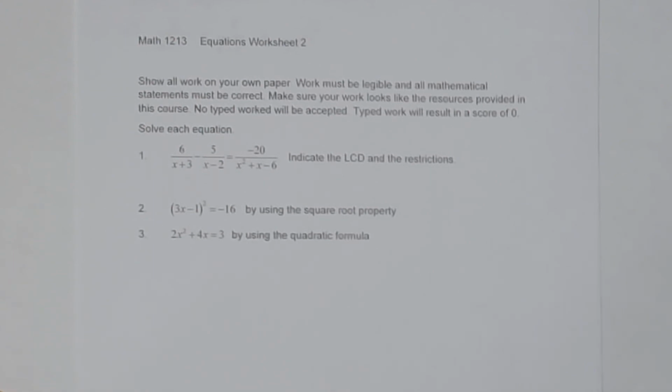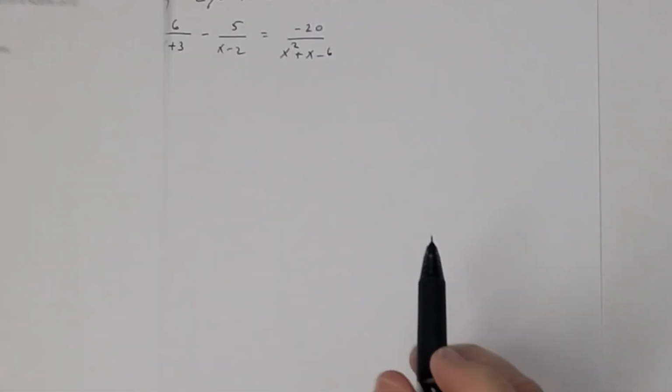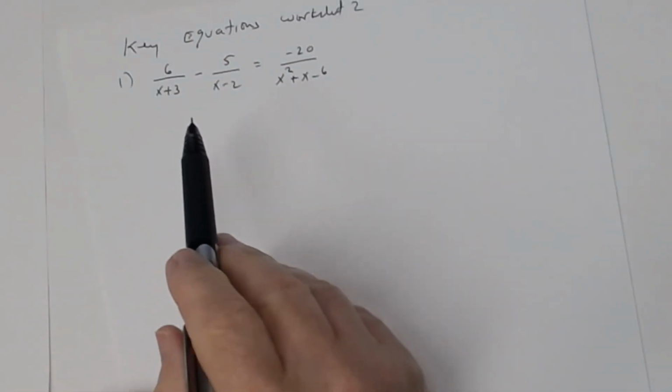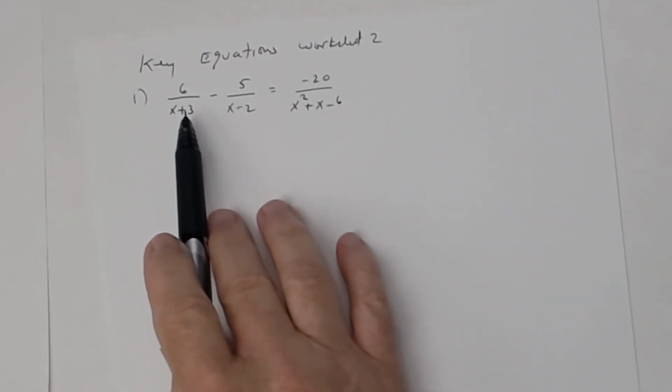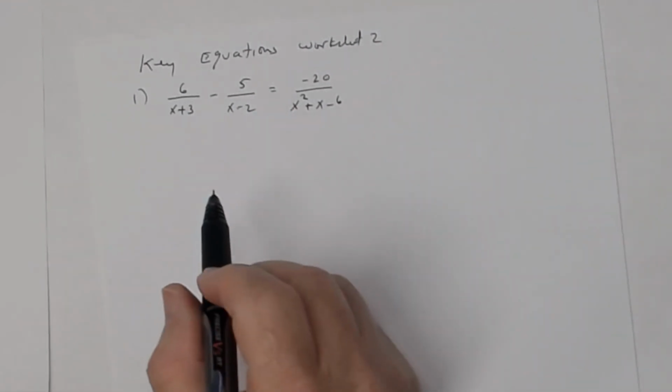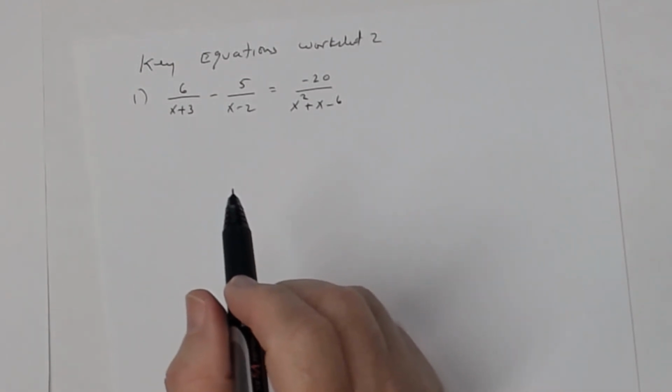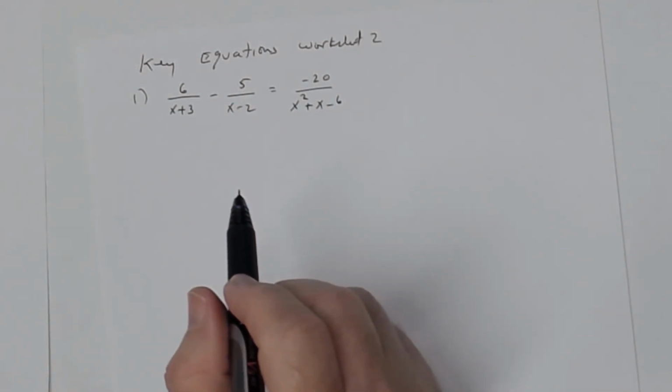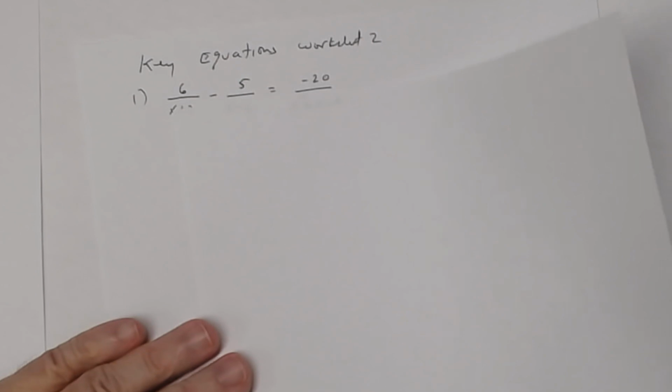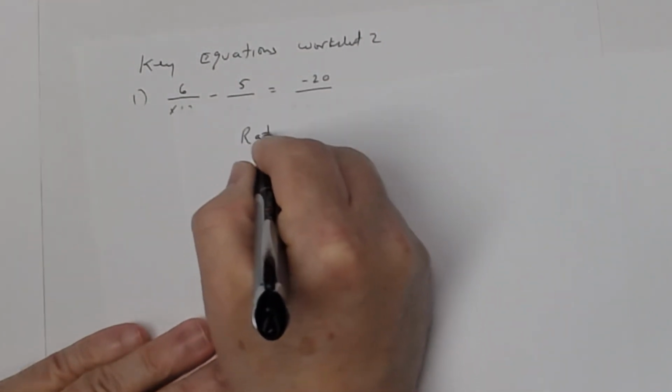All right, so this is the key to worksheet number 2 on equations. So we have 3 equations here, so let's look at the first one. Notice that in number 1, this is a rational equation. I'm going to go ahead and write that here. So that's a rational equation.